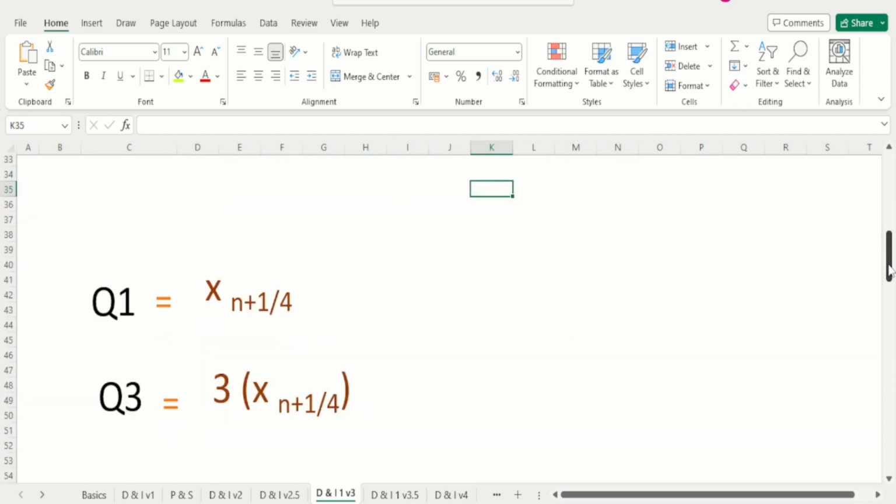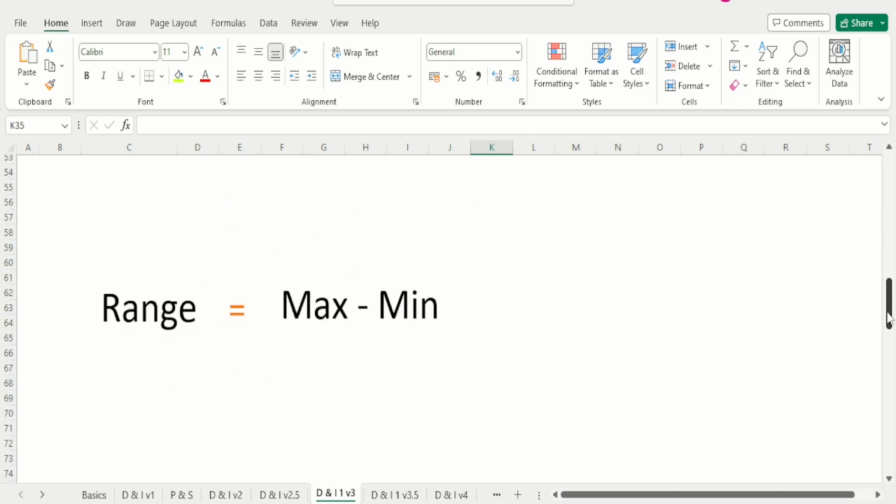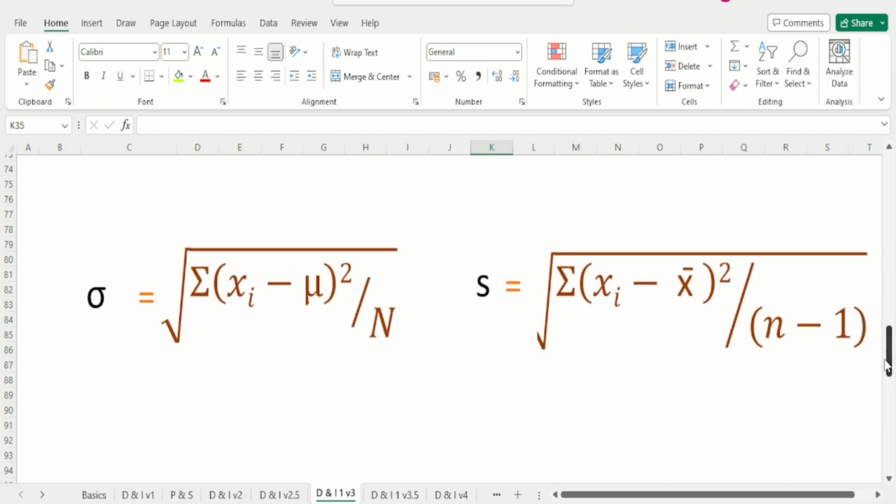So quartiles, remember, are extensions of median. The first quartile represents the lower 25%. The third quartile represents the lower 75% of the data set. And that is what is described here by the mathematical formulations. Range is described as nothing but the maximum value minus the minimum value, which gives a total high level width of the distribution. Moving on to standard deviation.